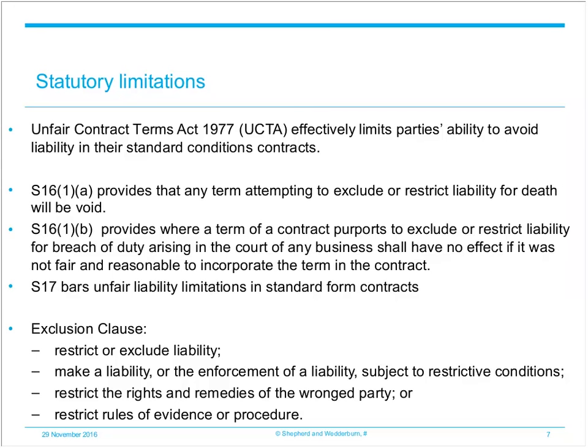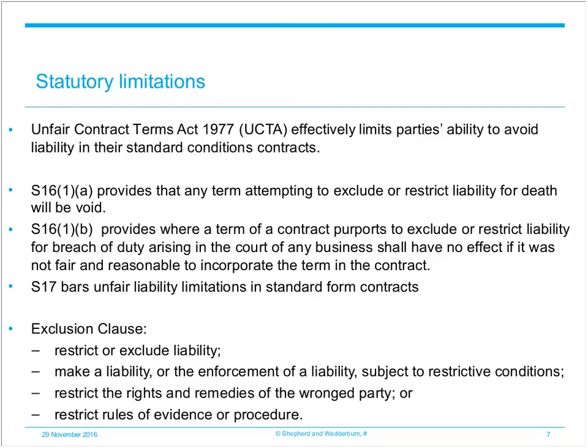However, there are parts of UCTA which specifically apply to commercial entities. For the purposes of this webinar, we will not go through all the relevant protections for consumers, and instead we'll concentrate on the Act's application to construction contracts. UCTA effectively limits parties' ability to avoid liability in their standard condition contracts. As standard conditions contracts are used in the construction industry, it's important to consider UCTA when drafting them. Whilst it's tempting for parties to look to limit their liability by using exemption or exclusion clauses, Sections 16 and 17 of UCTA curb the effectiveness of these types of clauses in particular situations.